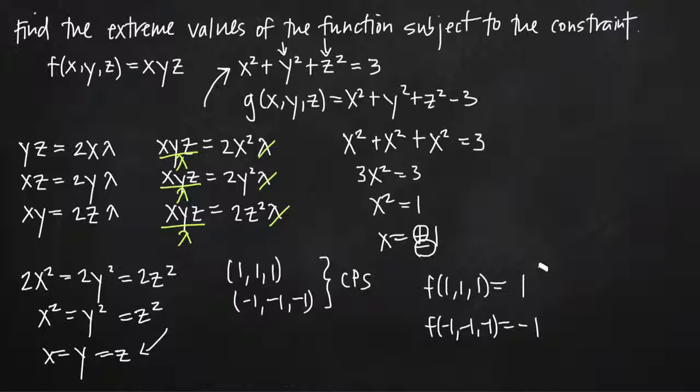Now that we see the value of the function at these critical points, we know that this point, 1, 1, 1, represents a local maximum, because this value here is greater than this value here. So because 1 is greater than negative 1 and both of these critical points represent extrema, we know that this has to be the local max, and we know that this has to be the local minimum of the function f of x, y, z.